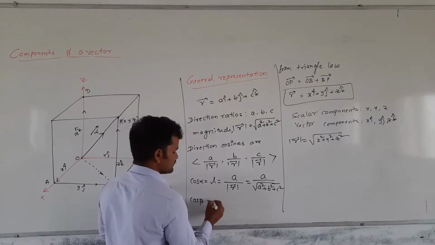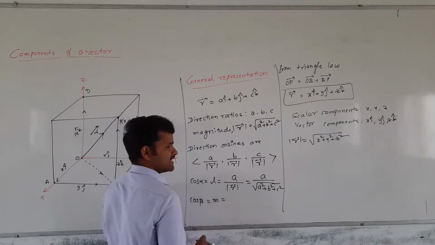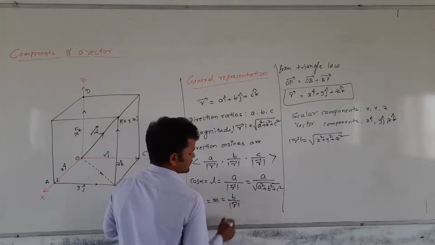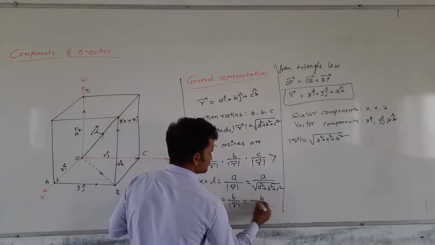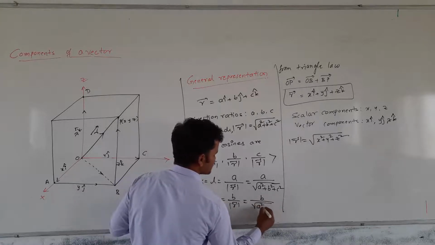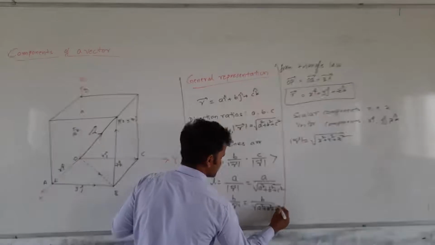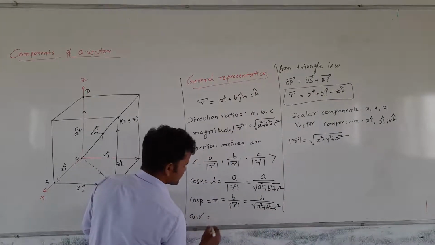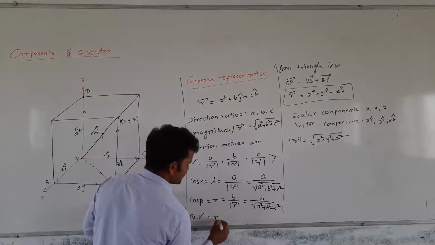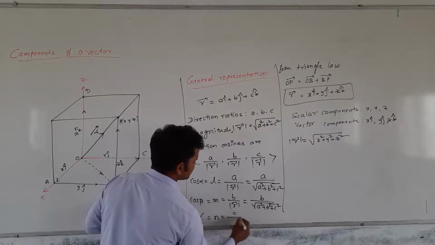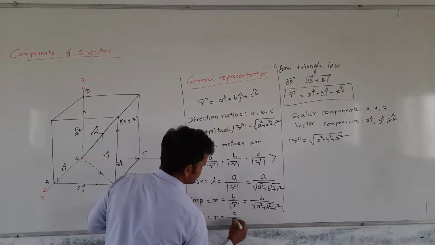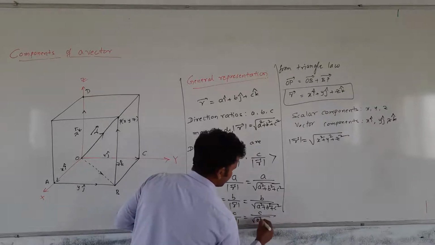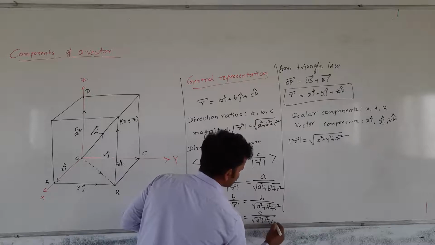Cos beta, we used to represent it as m. Cos beta is equal to b divided by magnitude of vector r, which is b by the square root of a square plus b square plus c square. Next, what about cos gamma? Cos gamma is equal to n. This is c by magnitude of vector r, which is equal to c by the square root of a square plus b square plus c square.